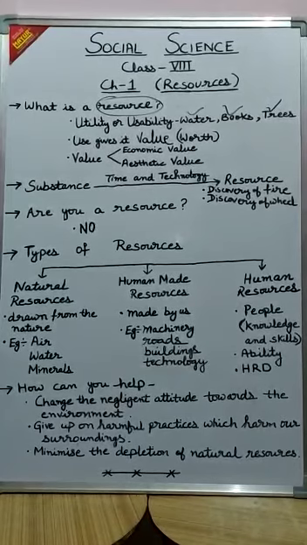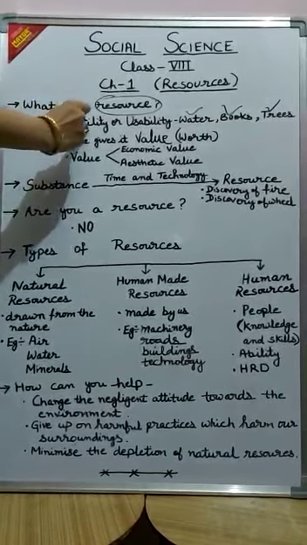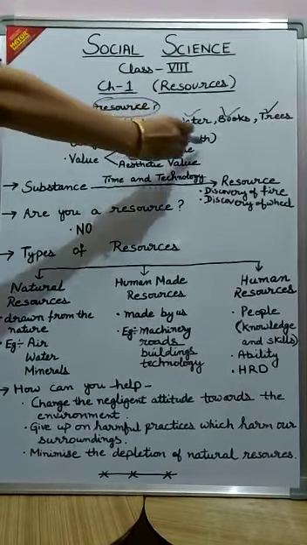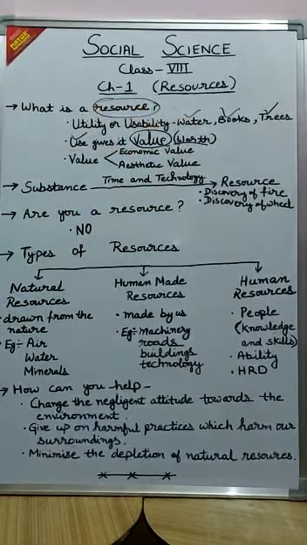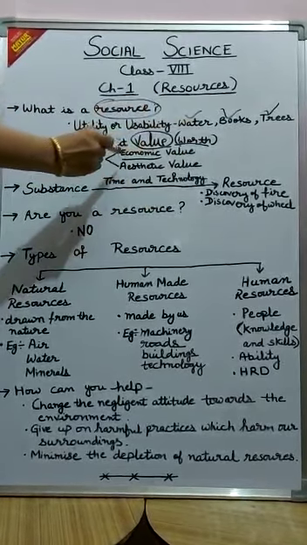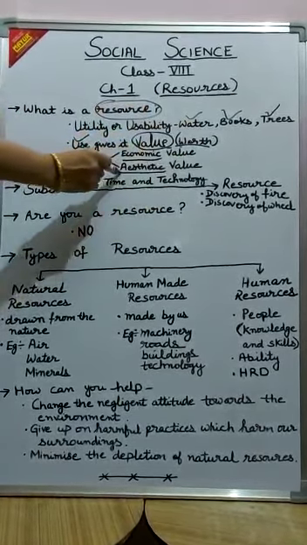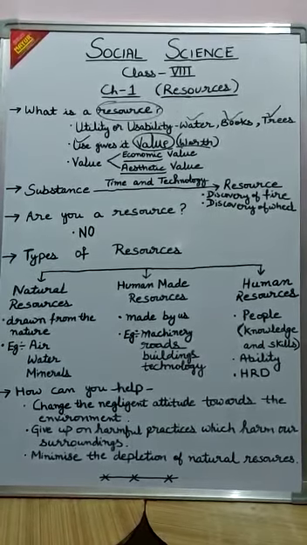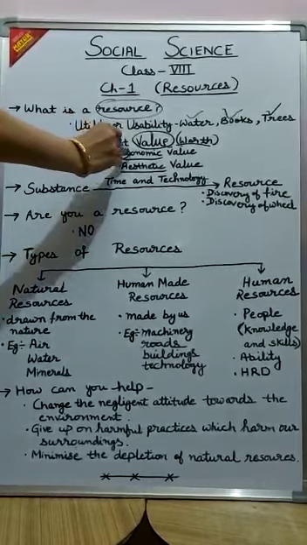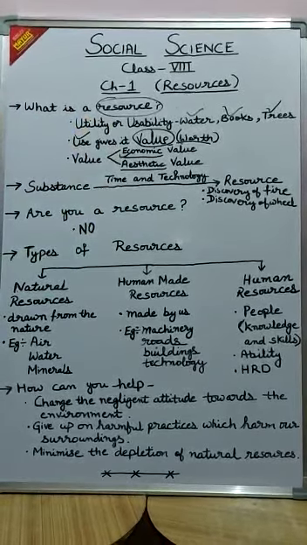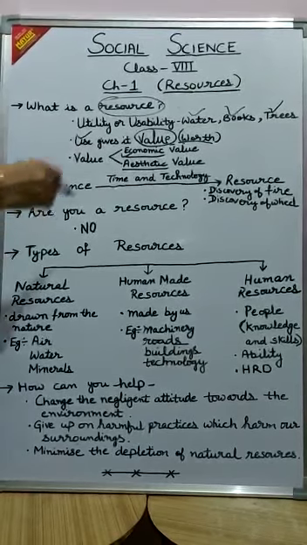Now, the usability of anything gives it a value. Value means worth. Further, value can be categorized as economic value and aesthetic value. The resources which can be bought or sold have economic value. The things concerned with the beauty of nature come in the category of aesthetic value.